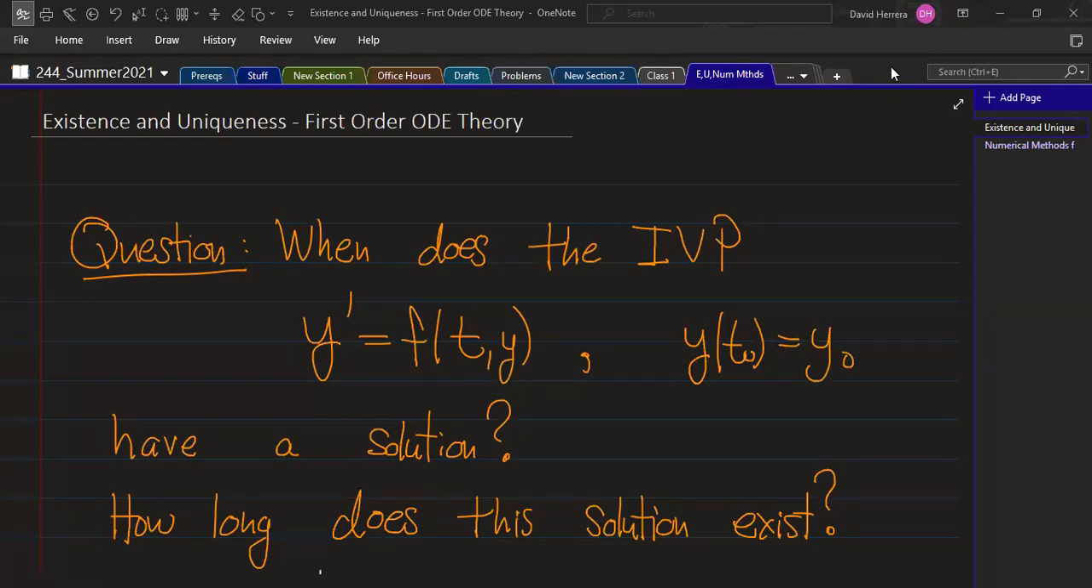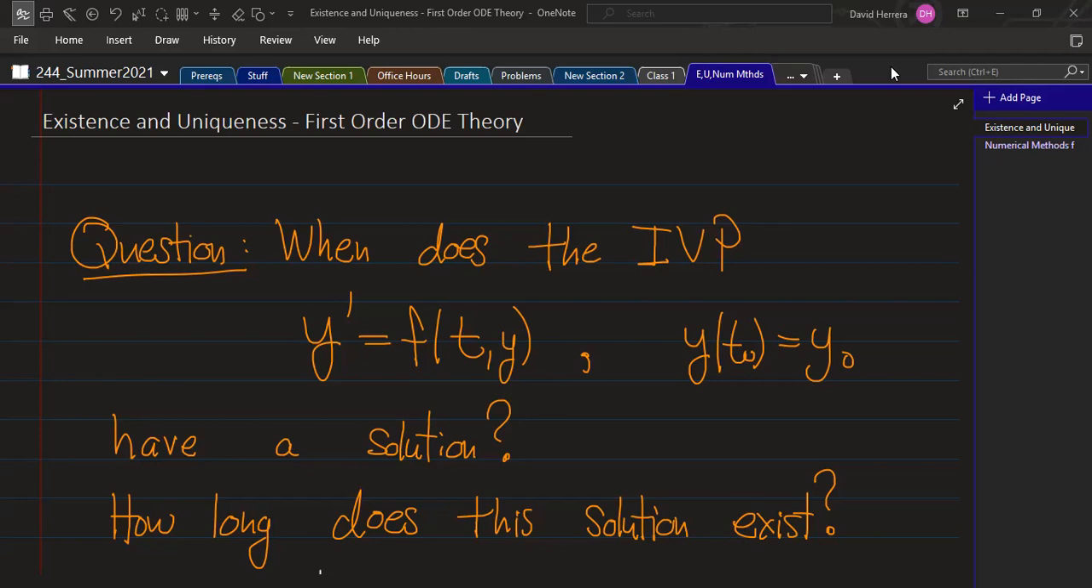Hello. So what we're going to be looking at now is first order ODE theory. Previously we had seen how to solve differential equations and how to look at the interval of existence and uniqueness based on the form of the solution that we found. What we're going to do is talk about some of the theory behind this.